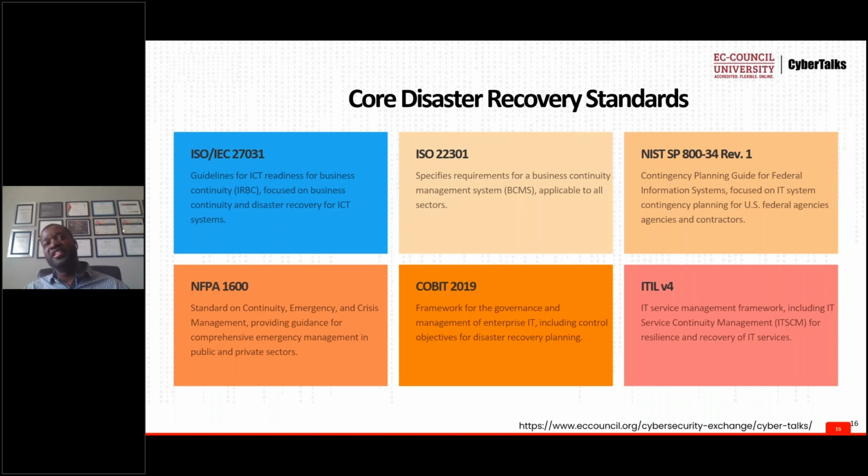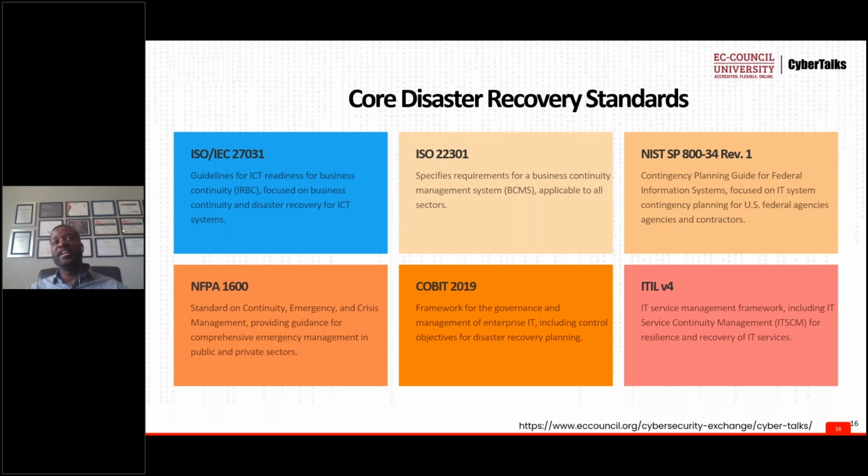We then move over to NIST 800-34, revision 1. This is a go-to guide for federal IT contingency planning, not only in the US, but we do see several organizations all over the world adhere to it. Now, this is a risk-based approach, which is widely adopted by contractors and private organizations as well.